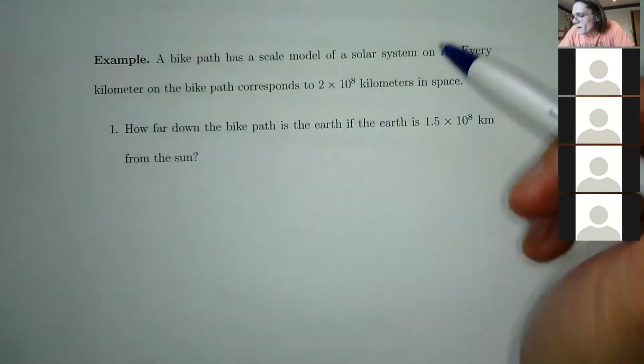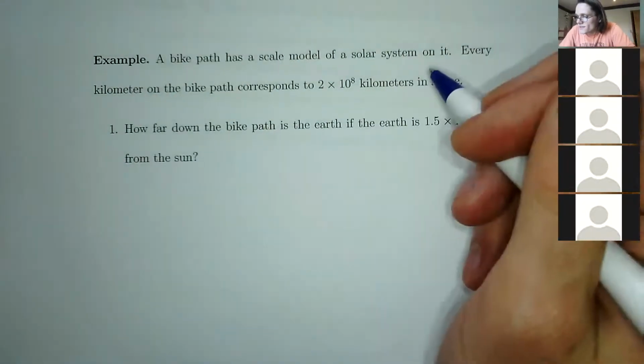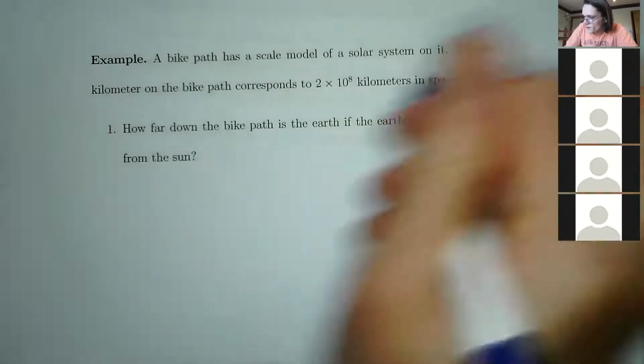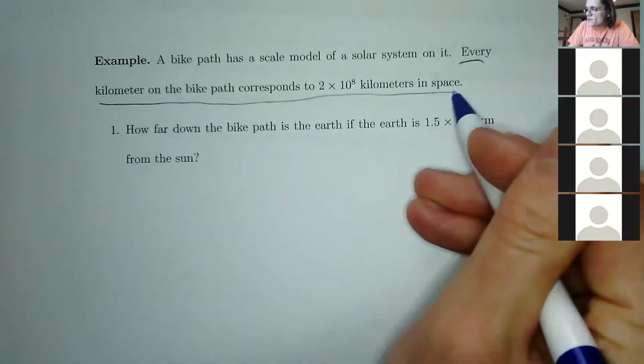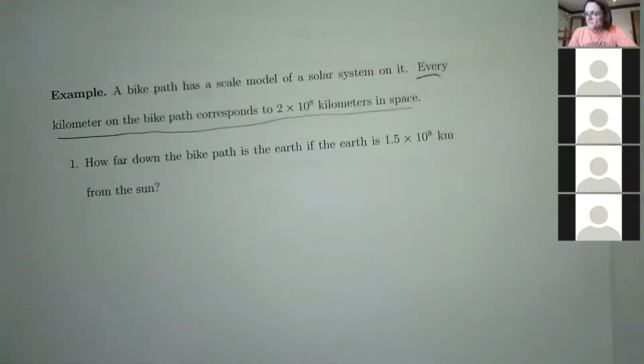So a bike path has a scale model of a solar system on it. Every kilometer on the bike path corresponds to 2 times 10 to the 8 kilometers in space. So that's the important part. It's like a scale. Like if you've ever been to a science museum and they have a planetary system set up, and on the wall it will say "to scale" and "1 foot equals some million of miles." It's the same kind of idea, except it's on a bike path.